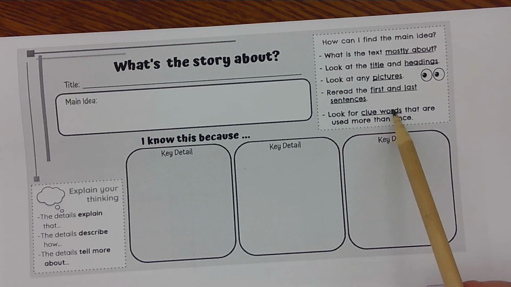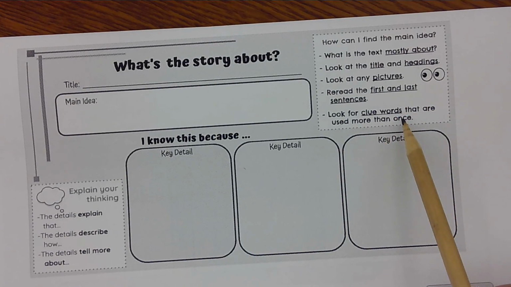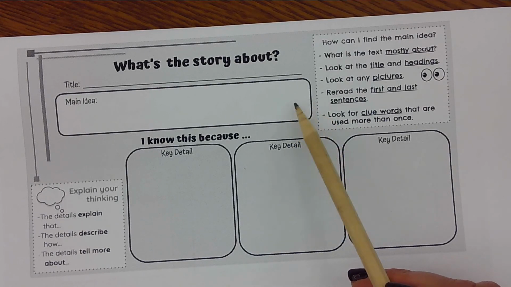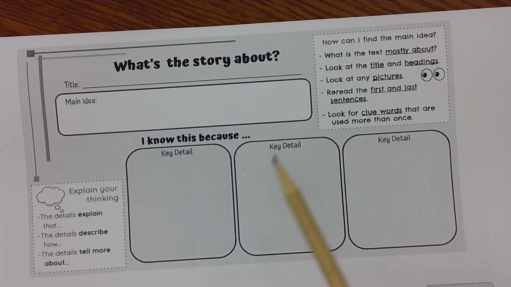And then look for clue words. What words are used more than once? Maybe you hear a word being repeated over and over. That's going to help us with the main idea, what the story or passage is mostly about. And then remember, the details are important because that gives us more information. It makes it a little more interesting. So the detail can explain something about the main idea. It can describe something more about the main idea, and it can just tell more about the main idea. So the details give us more information.